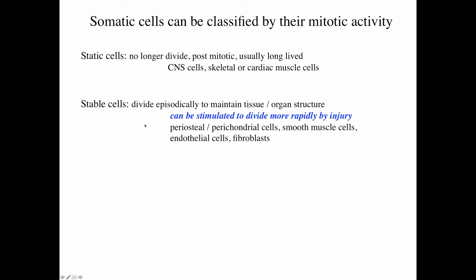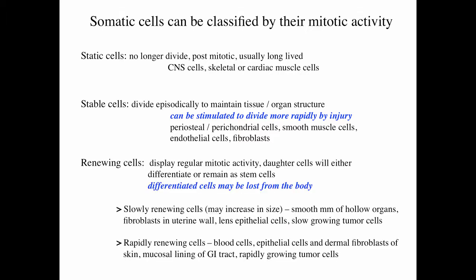We can also talk about stable cells. These are cells that might divide episodically to maintain tissue or organ structure. They can be stimulated to divide more rapidly if there's an injury. So, for example, we might think of periosteal or perichondrial cells as stable cells. Smooth muscle cells would be stable cells. Endothelial cells, fibroblasts, stable cells. These would divide episodically, but if there's an injury, they can divide much more rapidly to heal the injury.